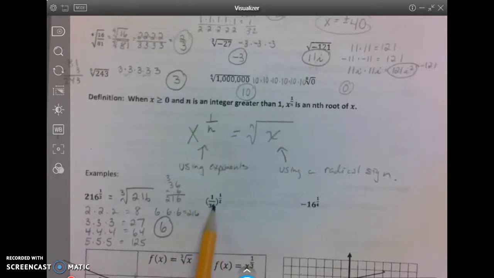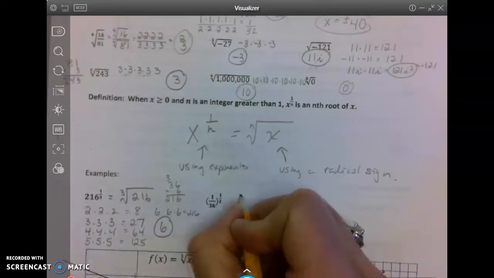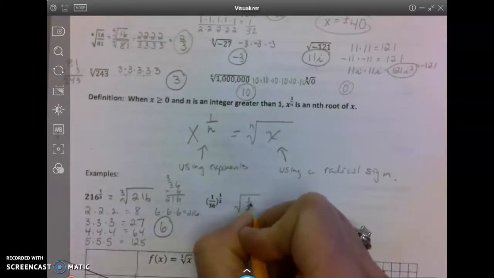All right, let's look at 1/36 to the 1/2. That means the square root of 1/36.